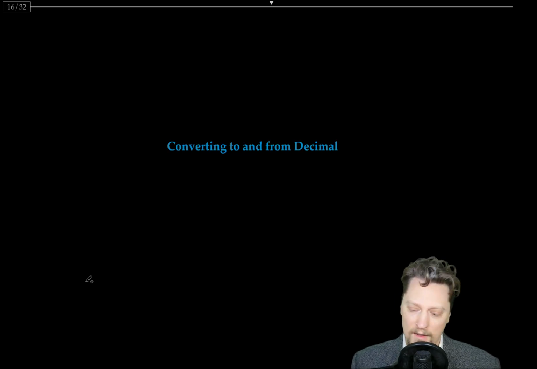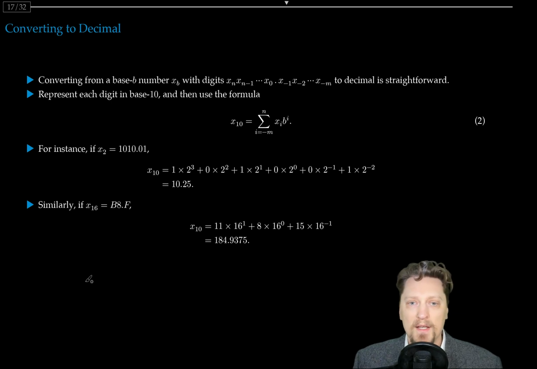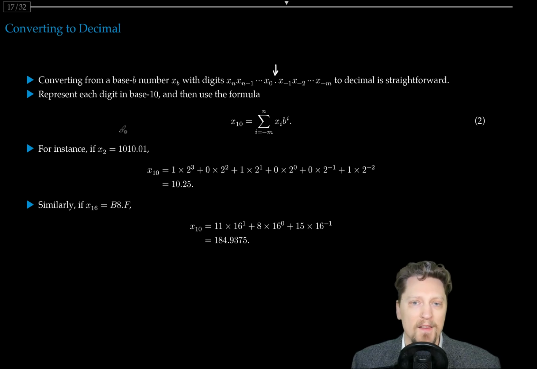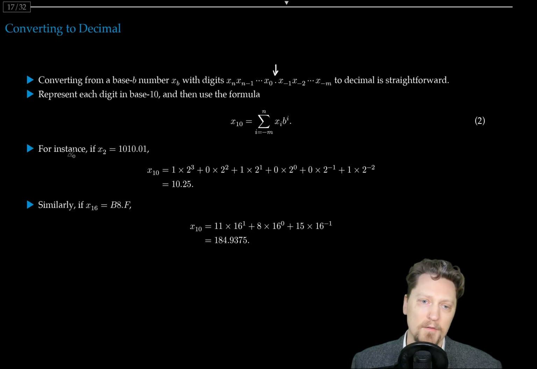Converting to and from decimal. Converting a base B number with digits xn, xn minus 1, down to x0, dot, so there's our radix point, x negative 1, negative 2, to x negative m, to decimal is straightforward. Represent each digit in base 10, and then use the formula x in base 10 is equal to the sum of xi, so the corresponding digit, times b to the i. Okay, so for instance, here's an example. If we wanted to convert this binary number, which has a radix point in it, so a non-integer portion of the number, we can do that as follows.